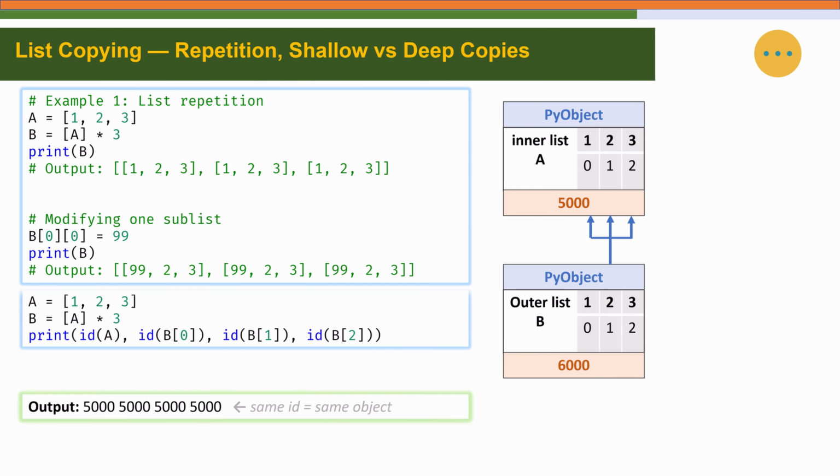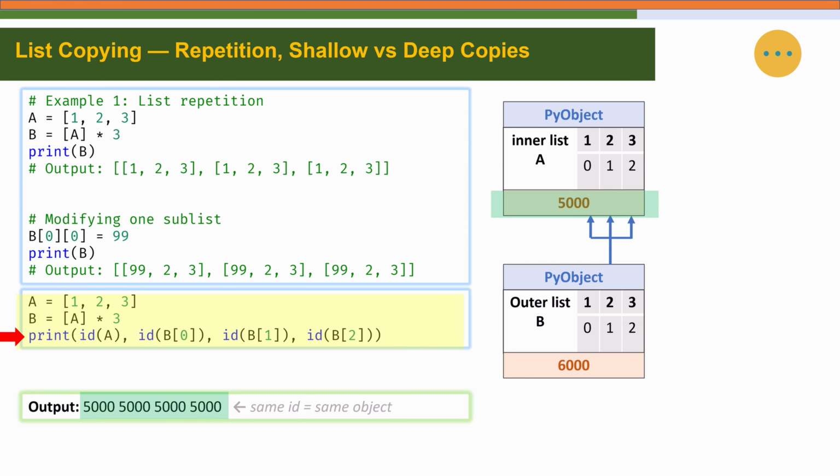Here we start with a = [1, 2, 3]. So this is stored at memory address 5000. When we create b = [a] * 3, Python doesn't make 3 new lists. Instead, it creates one outer list at address 6000 containing 3 references pointing to the same inner list object at address 5000. So if we change a value inside one of those inner lists, say b[0][0] = 99, all 3 will appear updated because they all point to the same memory object. Python's list repetition doesn't create new lists, it repeats the references to the same underlying object.